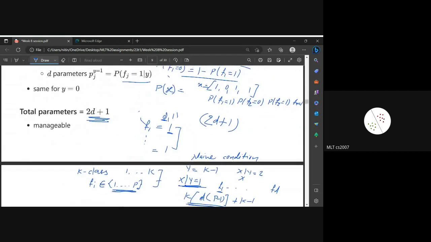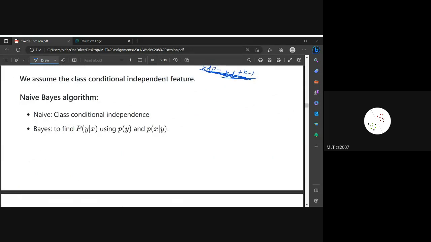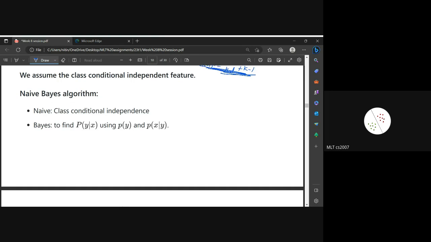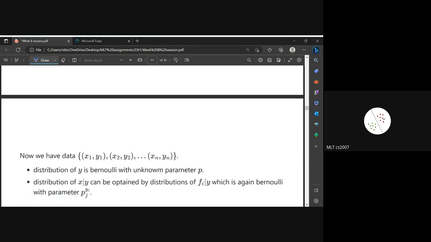Okay, so now we'll stick to this conditional independence condition. And the setup will always be this binary classification problem where each feature takes only two values, 0 and 1, right? You can always extend to any k-class classification problem, but we will stick to this setup. Now once you have estimated these parameters, you have the distribution of p of x given y, right? And this was our ultimate goal. So how to estimate those parameters?